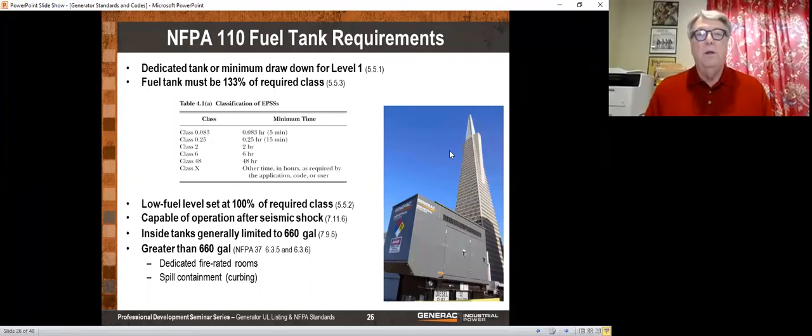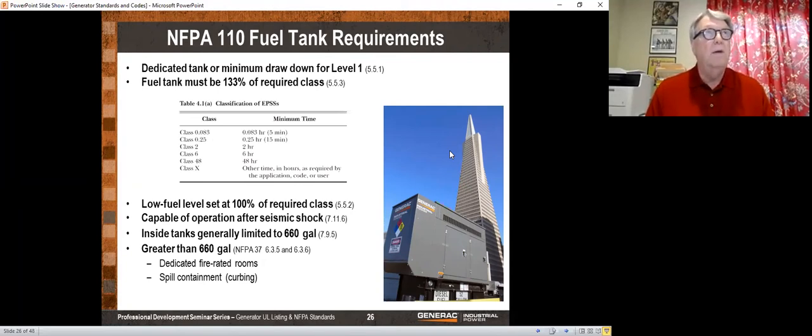Now, if you have a level 1 generator, you've got to have a minimum drawdown. The fuel tank has to be 133% of the required class. So, for instance, if you need a 6-hour tank, you're going to have 8 hours of fuel in that tank because of that 133% requirement.